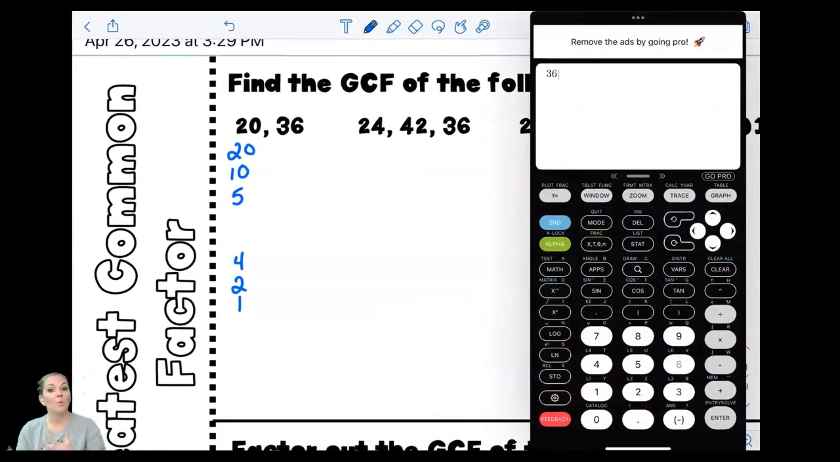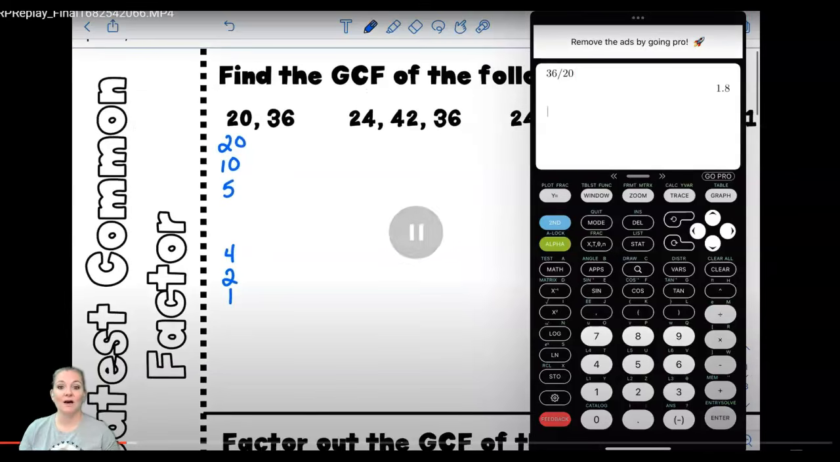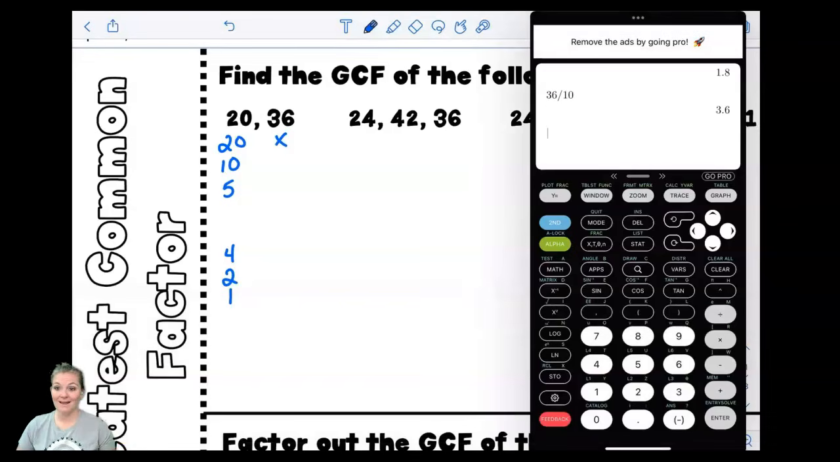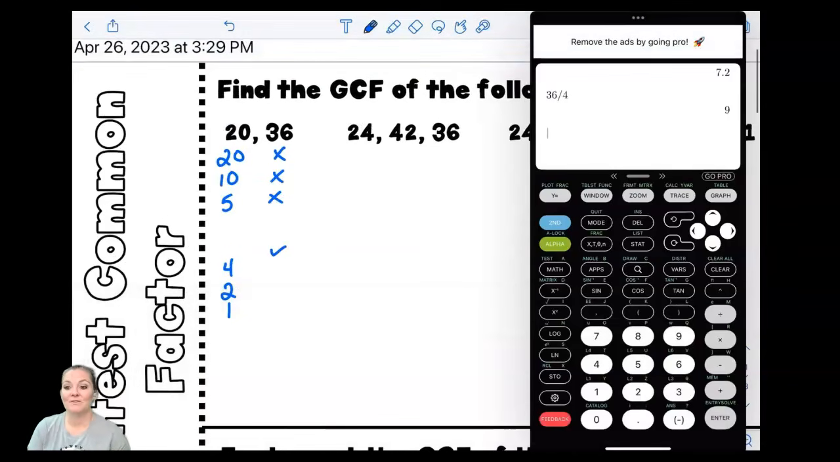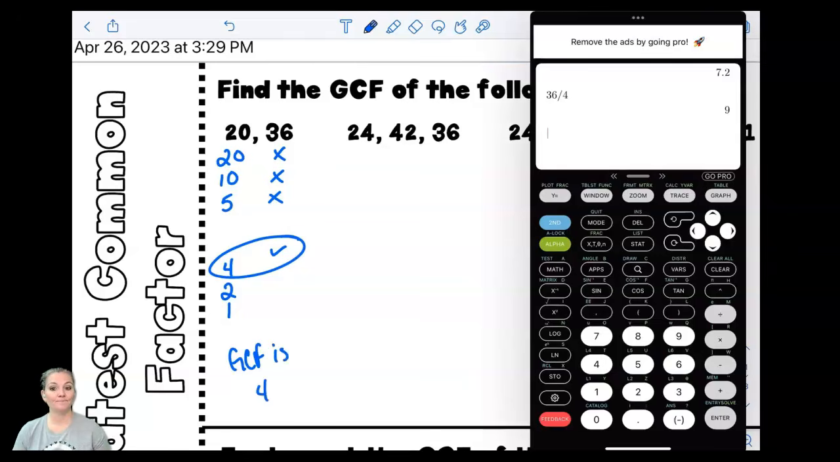So then I need to see which of those numbers are factors of 36. Starting at the top, I start with 20. I use my calculator. 36 divided by 20 isn't nice. It's not pretty. It gives me a decimal. So that's not it. I go to 10. 36 divided by 10, that's not pretty. I go to 5. That's not pretty. Now, do you have to use your calculator? No. If you know that 36 divided by 10 is not going to be pretty, you can just X it out. 36 divided by 4 is pretty. So my GCF between 20 and 36 is 4.